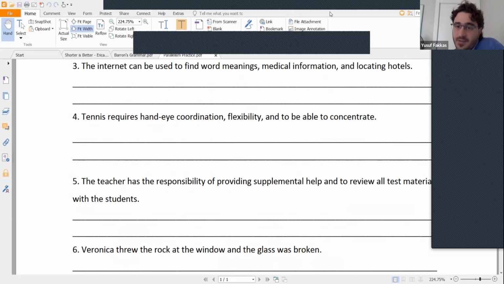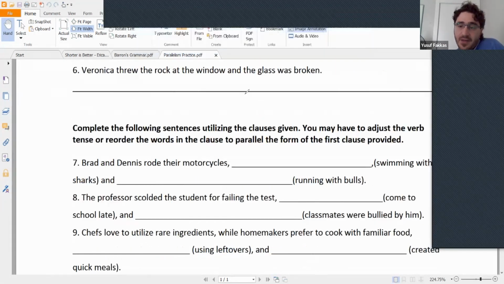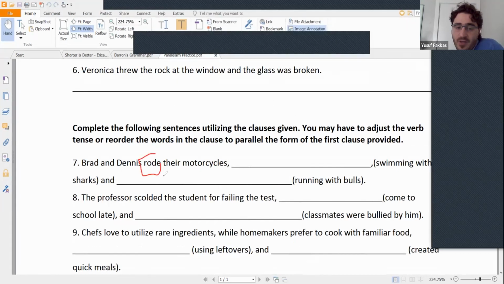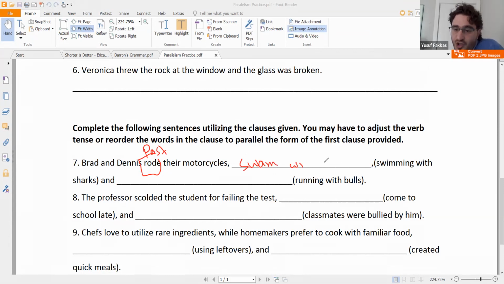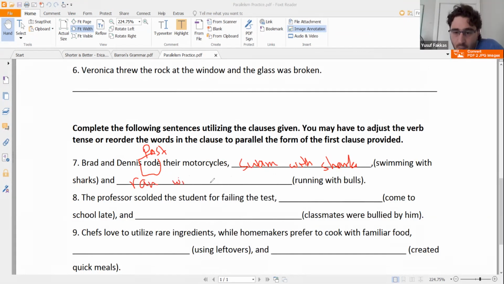Okay, so Tasneem, let's do number 7 together. Here we have: Brad and Dennis rode their motorcycles, swimming with sharks and running with bulls. What should we do, Tasneem? Rode and swam, swam with sharks and ran with bulls. Ran with bulls. Thank you. And now the 3 verbs are in the past: rode, swam, and ran.